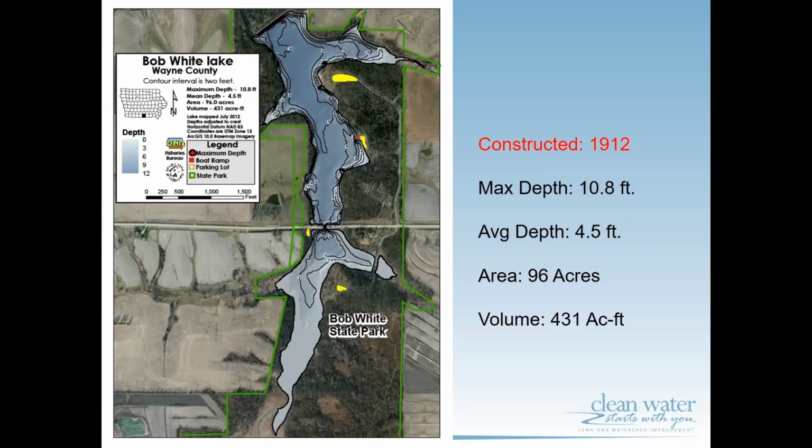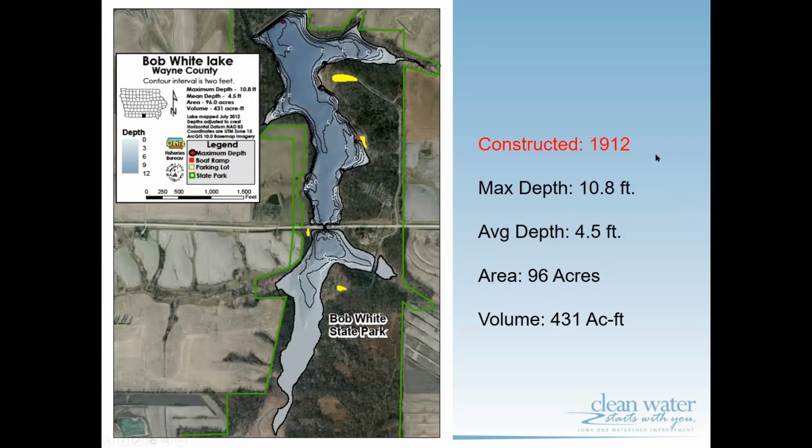So here we have a map of the bathymetry for Bob White Lake in Wayne County. Fishermen use this to see where they can park their boat ramps, where the deepest spots are, where the shallows are, to help them find whatever fish they're looking for. But it also has several characteristics about the lake, showing the depth, the average depth, the area of 96 acres.